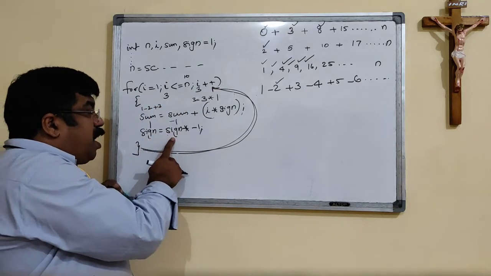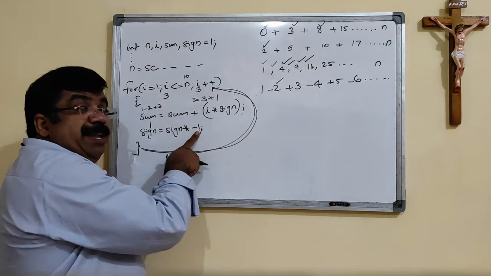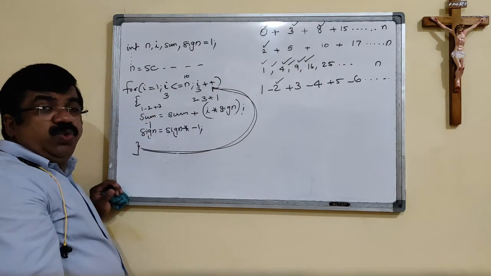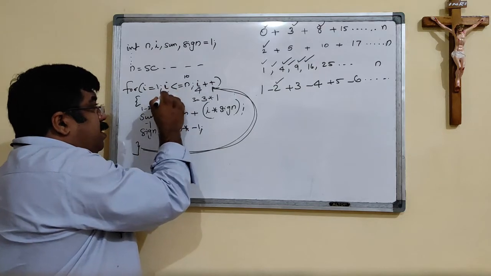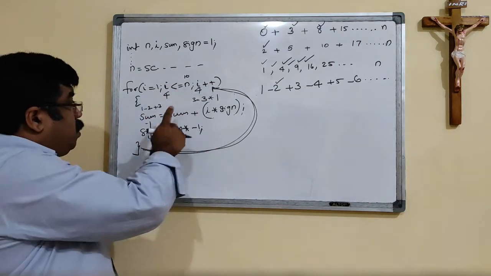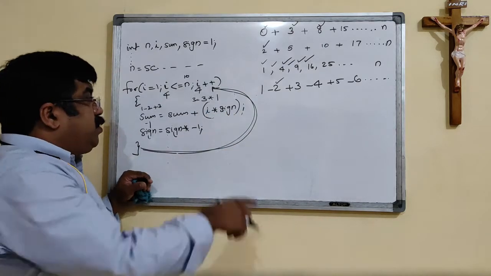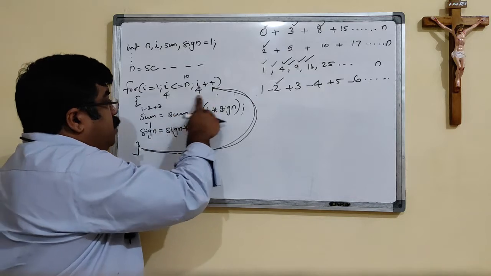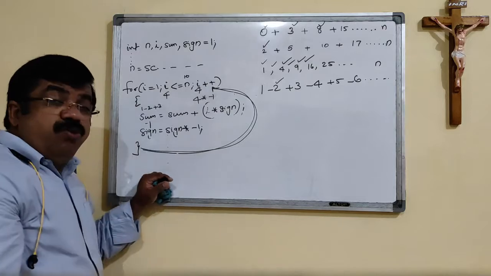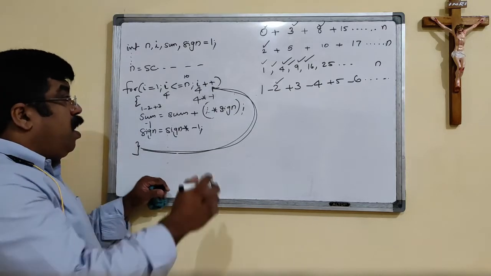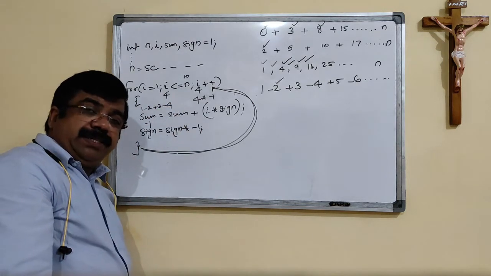Again, sine is equal to sine into minus 1. What is the sine right now? 1. 1 into minus 1 is becoming minus 1. Then I became 4. 4 less than 10 is true. Sum is equal to sum plus I into sine. What is the value of I right now? I is 4. 4 into sine, minus 1. 4 into minus 1 is minus 4. It is added with the sum, means it is equal to subtract.